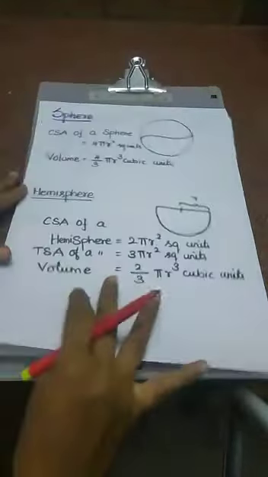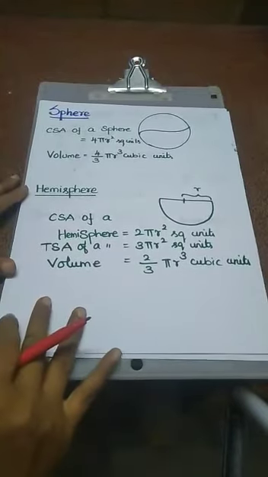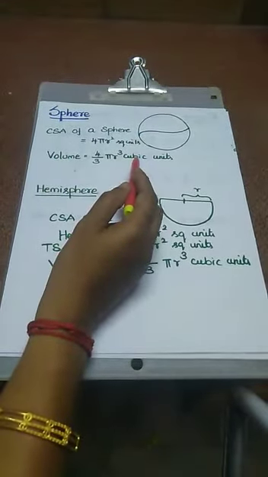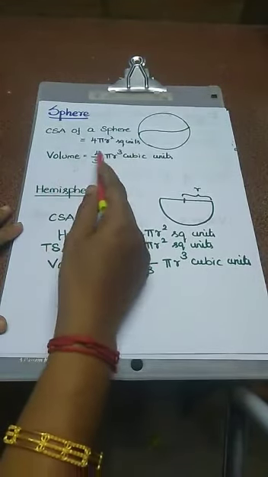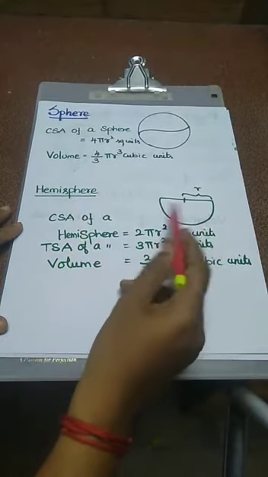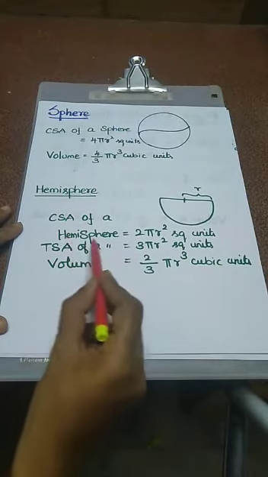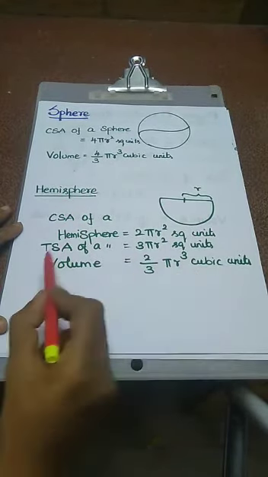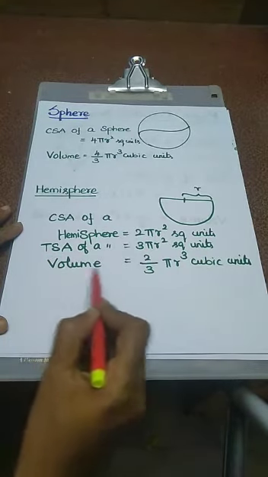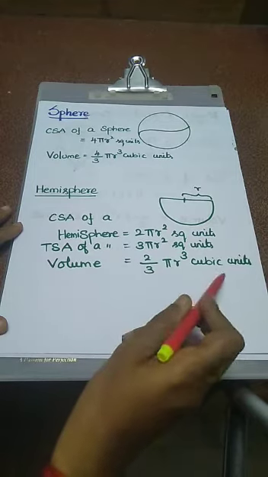The next one, sphere. CSA of a sphere, that is curved surface area of a sphere, is 4πr² square units. Volume of a sphere is 4/3 πr³ cubic units. Hemisphere means half of a sphere only. So CSA of a hemisphere is 2πr² square units. TSA of a hemisphere is 3πr² square units. Volume of a hemisphere is 2/3 πr³ cubic units.